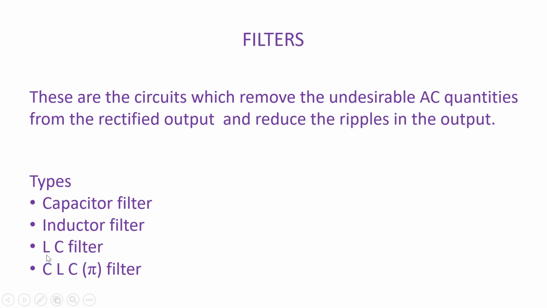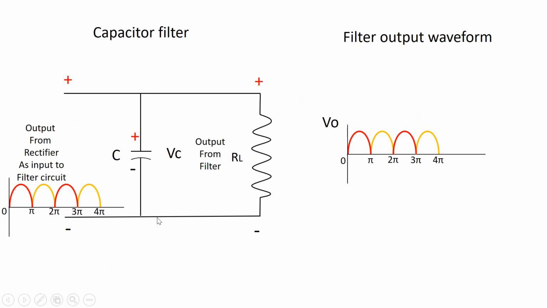Next variety is the combination of inductor and capacitor as the filter elements. Therefore, this is called the LC filter, or the choke input filter. And the last and ultimate variety in the list is the CLC filter, which is also named the pi filter. Now we will see the working of the simple shunt capacitor filter.